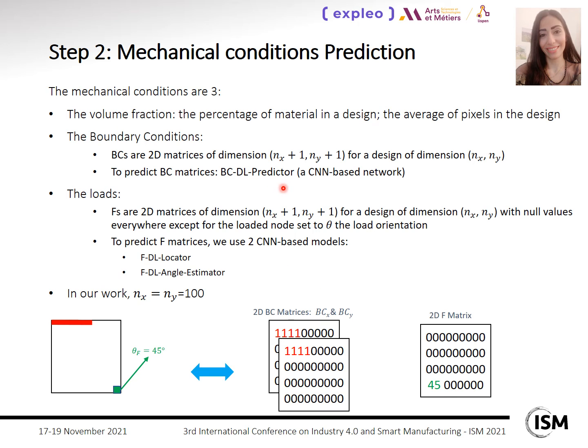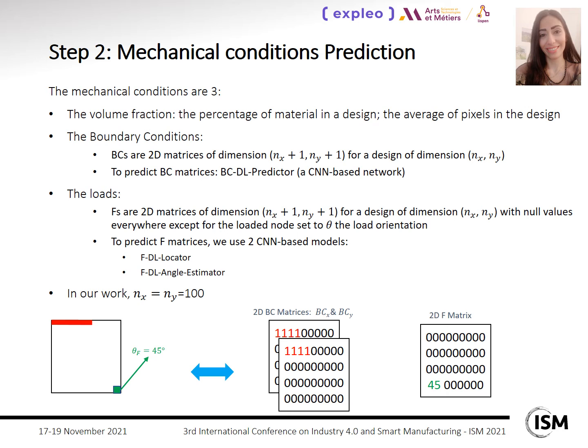In order to predict these matrices, we use the boundary deep learning predictor, which is a convolutional neural network. For the loads, they are also 2D matrices with the same dimension as the boundary conditions, with null values everywhere except for the loaded node, which is set to the orientation, 45 degrees here, for example. In order to predict the load matrices, we use 2 convolutional neural networks, the force deep learning locator and the force deep learning angle estimator.